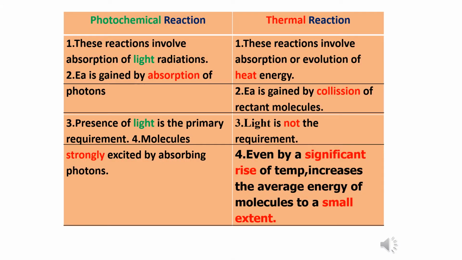Now comparison of photochemical reaction and thermal reaction. Another name for photochemical reaction is light reaction. Similarly, another name for thermal reaction is dark reaction. So now what are the differences? One difference, in the case of photochemical reaction, these reactions involve absorption of light radiation. But in the case of thermal reactions, these reactions involve absorption or evolution of heat energy. That is, during thermal reaction, heat may be absorbed or it may be evolved. So that is one difference.